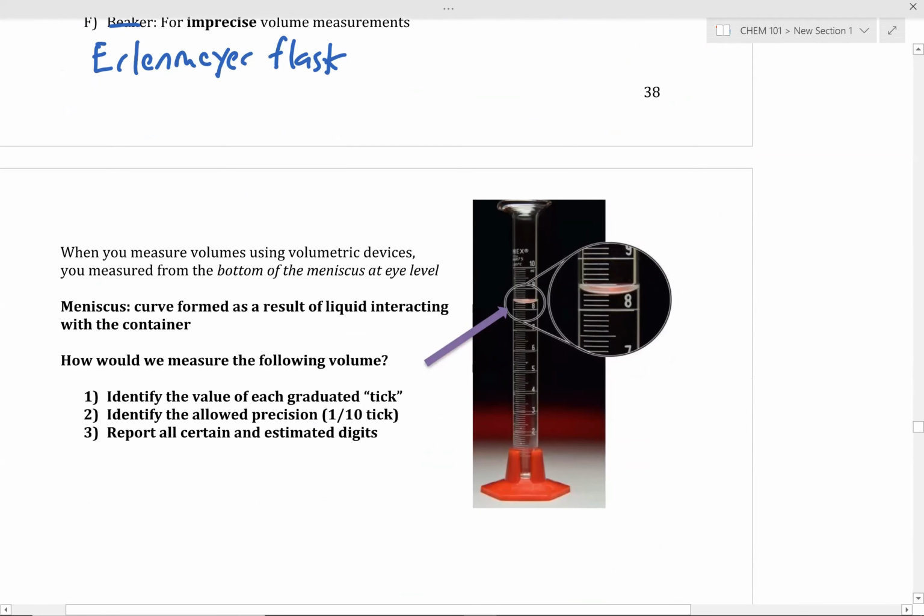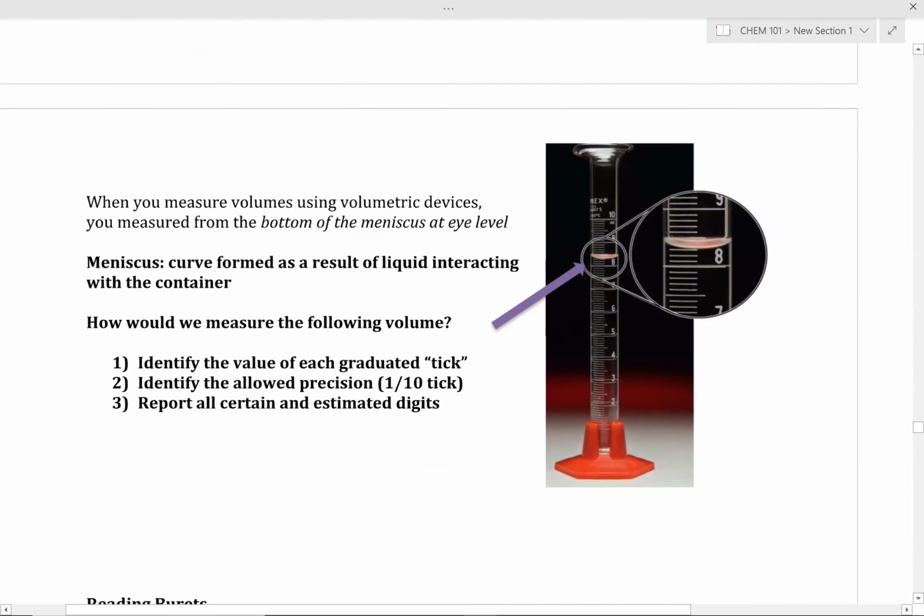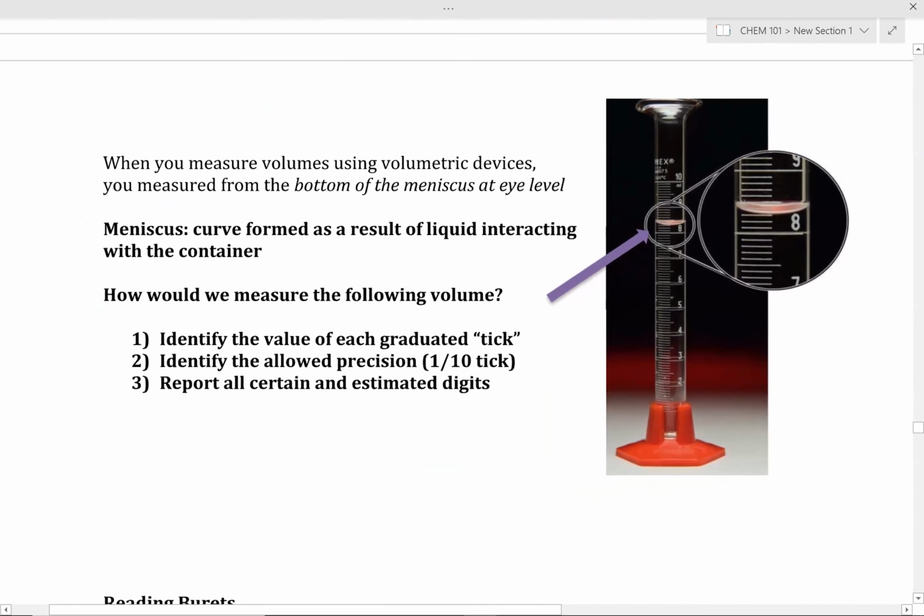Okay, let's keep going and let's talk a little bit about measuring volumes in volumetric glassware. So, first and foremost, the volumes are measured from the bottom of the meniscus at eye level. You have to be at eye level with the water level in your volumetric glassware, or you will not be able to take a precise measurement, nor an accurate measurement. This is due to the fact that liquids refract light, and you will not get an accurate location of the top of the liquid layer if you're looking at it from above or from far below. Does that make sense? Okay.